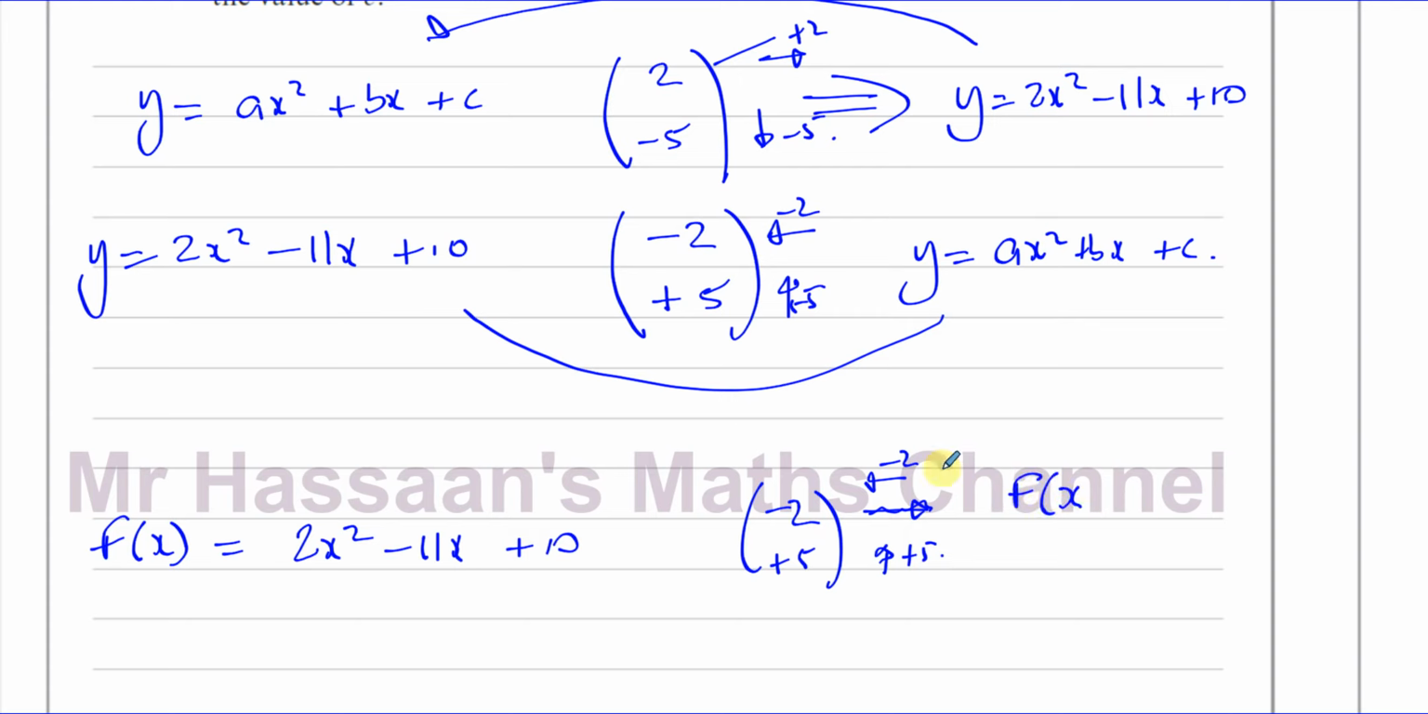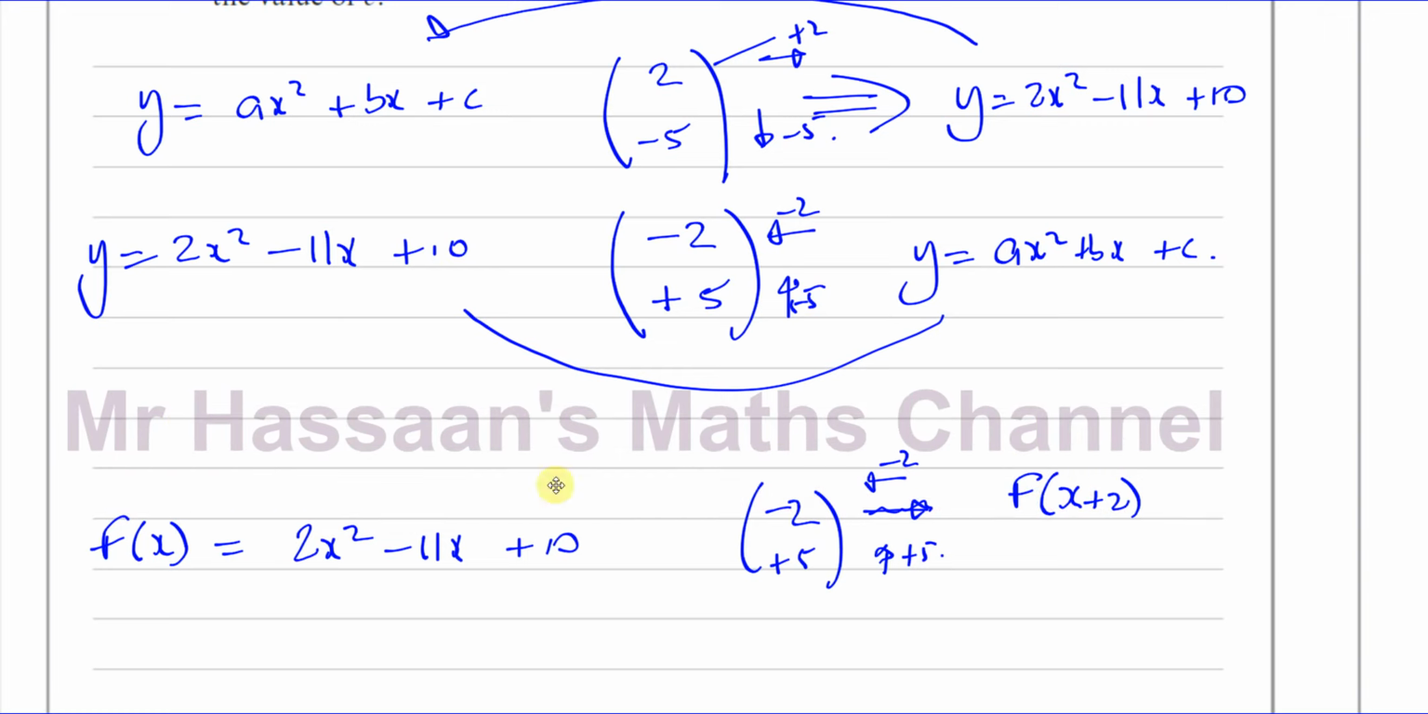Now, when you want to go to the left, you have to replace the x with x plus 2. It's kind of like inside the horizontal x coordinates, you do the opposite. Okay, that's horizontal transformations. You kind of do the opposite. So instead of f of x, you want it to go to the left, you put f of x plus 2. So you replace the x with x plus 2.